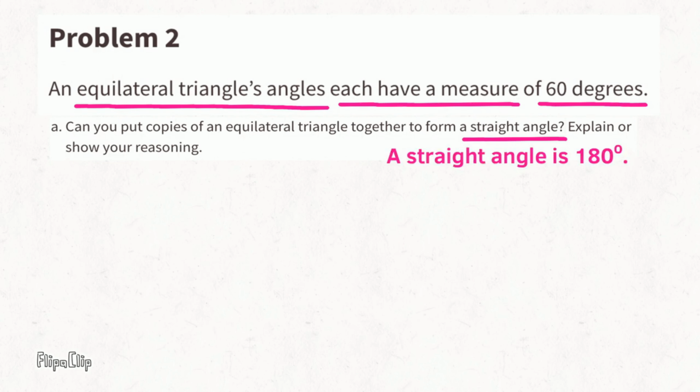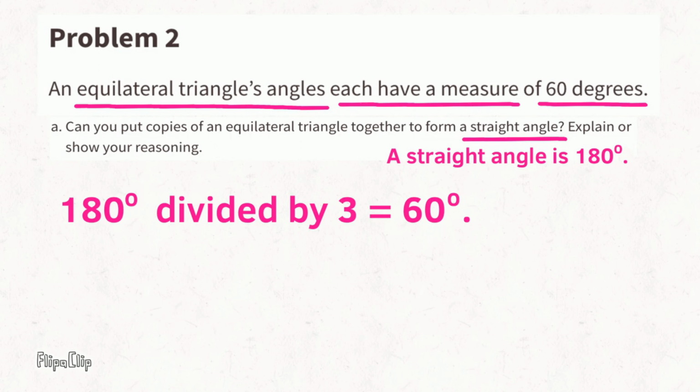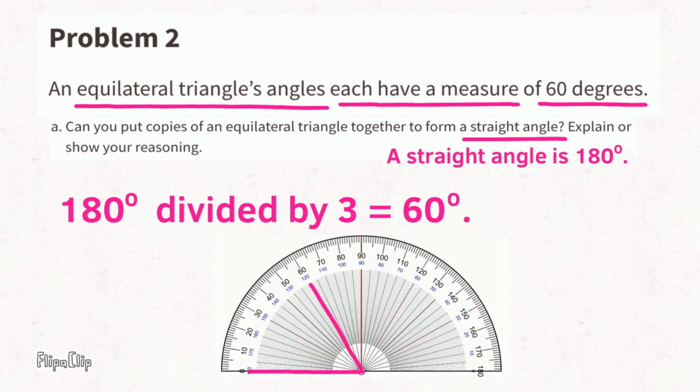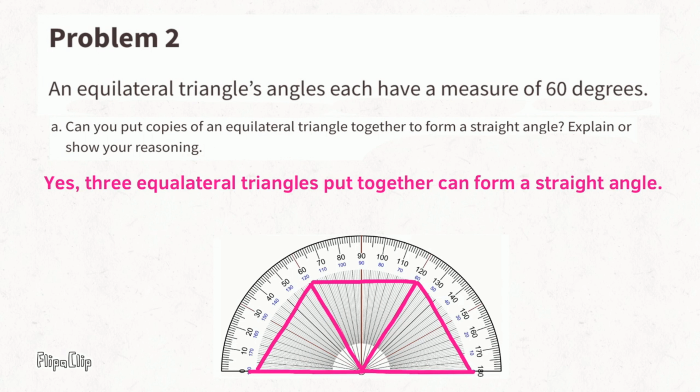Well, remember, a straight angle measures 180 degrees. I know that 180 degrees divided by 3 equals 60 degrees. This illustration shows that we could use 3 angles that each measure 60 degrees to form a straight angle, measuring 180 degrees in total. The answer is yes. 3 equilateral triangles put together can form a straight angle.